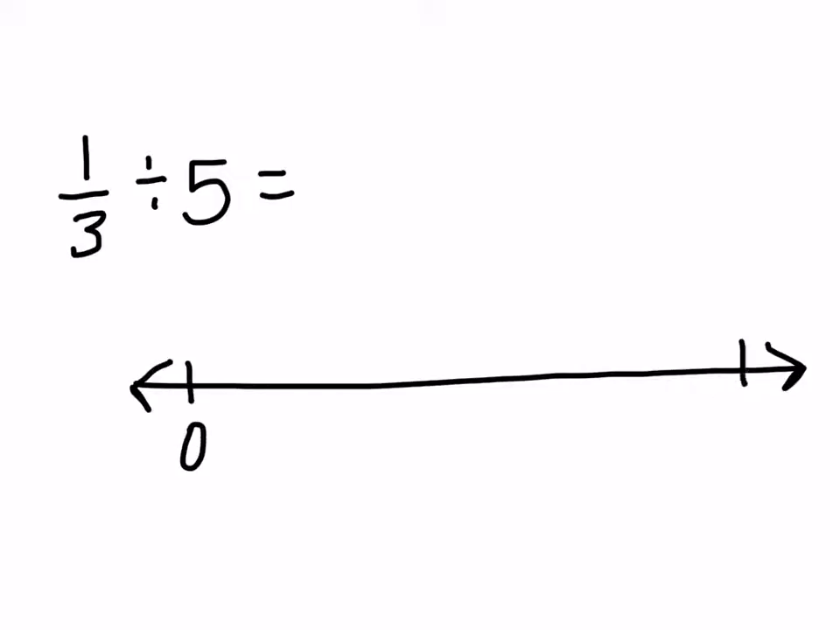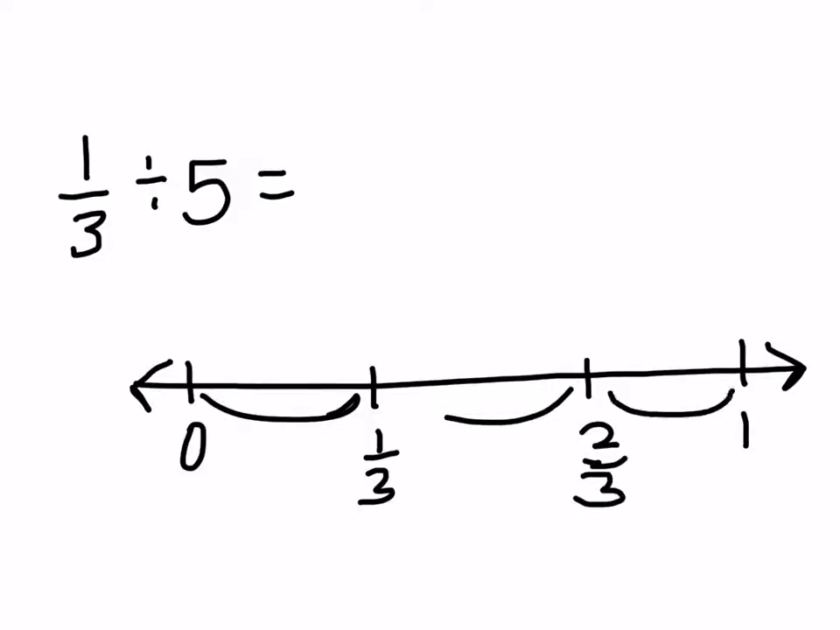Here's 0 and here's 1 on a number line. So that would be 1/3, because remember you count the hops, right? The space in between. And that would be 2/3, and then the last one would be 3/3. Perfect. Let me just erase these.